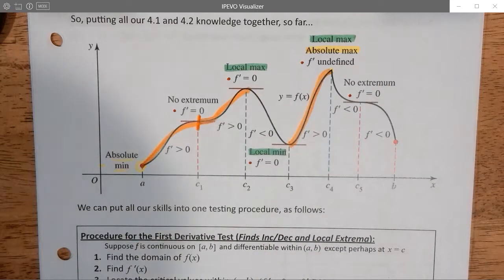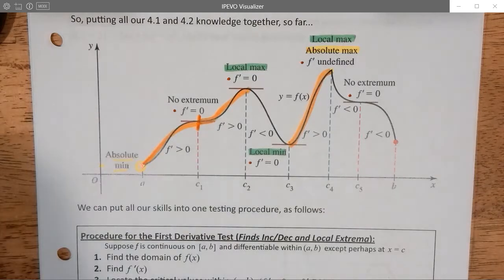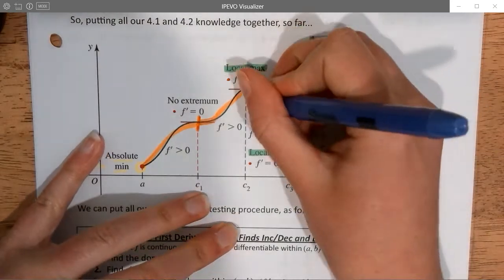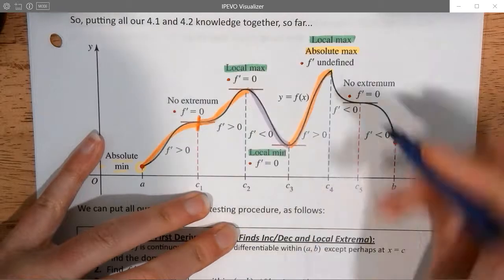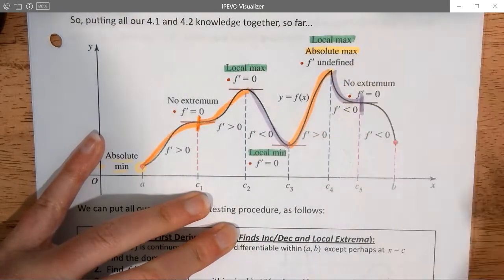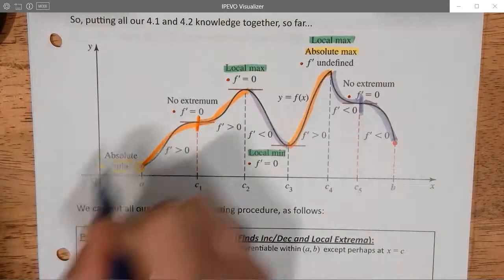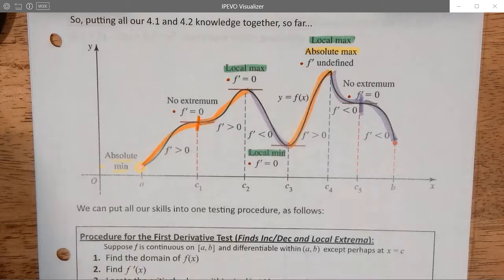Finally, we would have a, what color have I not used? Here we go. Finally, I have intervals of decrease between C2 and C3. I have another interval of decrease between C4 and C5. Separate that from the interval of decrease we have between C5 and B. I have 3 intervals of increase and 3 intervals of decrease. So we can tell all of those things about the graph by knowing things about the derivative and its sign, whether it's equal to 0, whether it's undefined, whether it's positive, and whether it's negative.